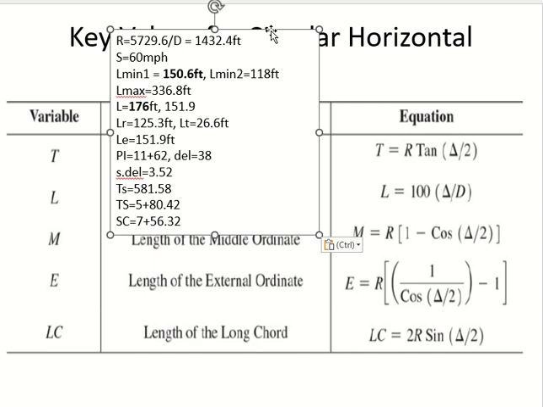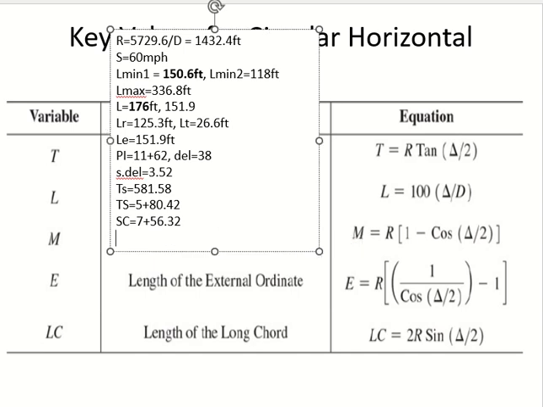So the full delta was 38 minus the spirals at both ends. Both spirals are equal. So how much is this angle? 16.96. Now you were telling me the length. How much is that? 774.